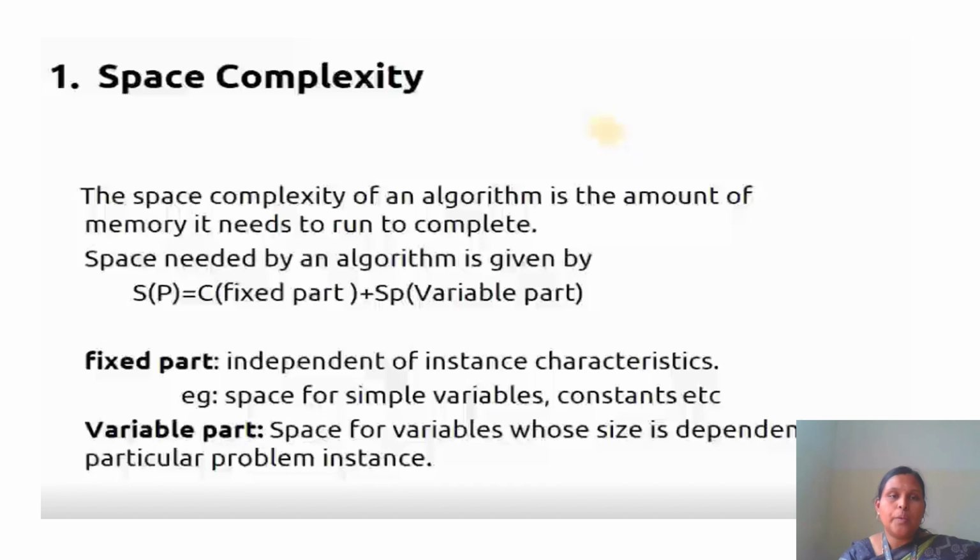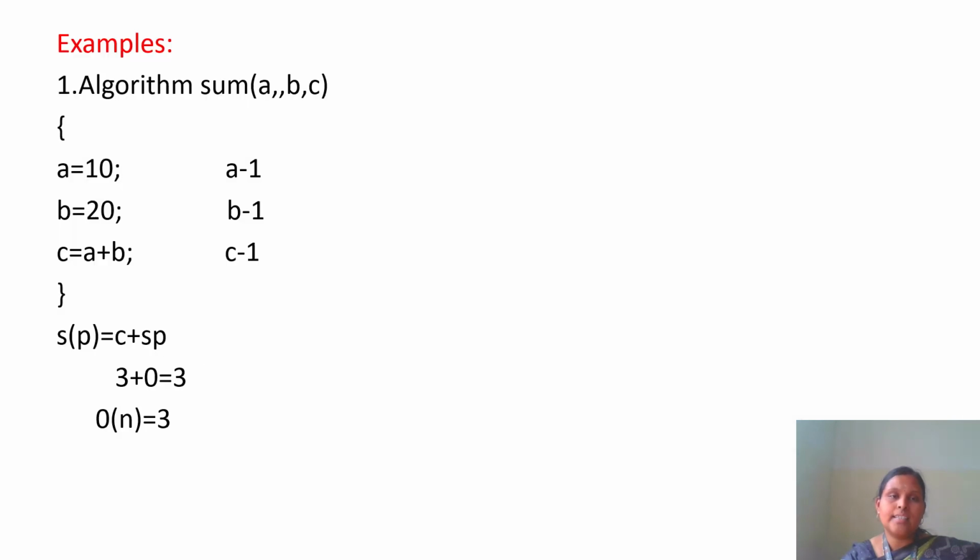Another one is space complexity, which I already explained in the previous slide. It is nothing but the fixed part plus the variable part. The fixed part is the variables and constants we are going to use in our complete algorithm, and the variable part depends on the particular problem instance. The example I'm writing here calculates the sum of two variables, and I'm going to store the result in another variable.